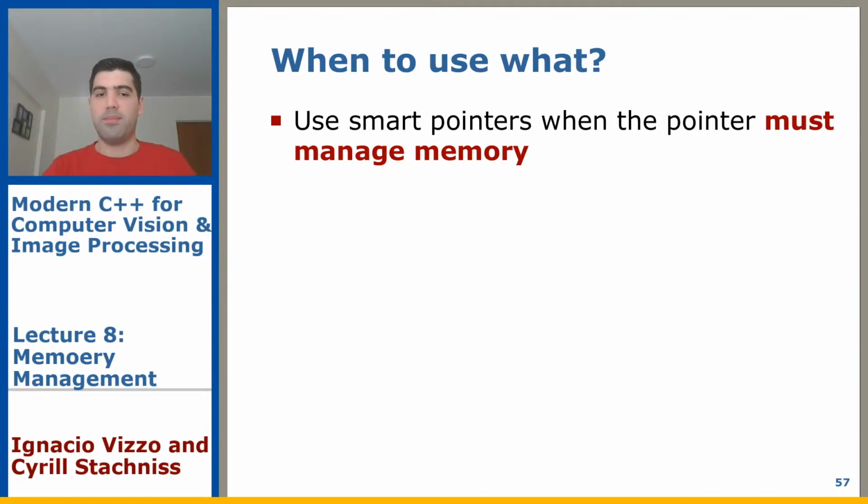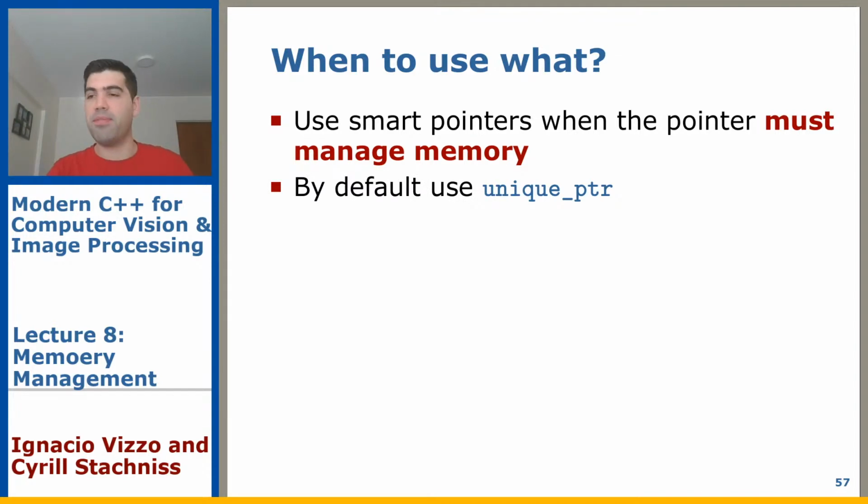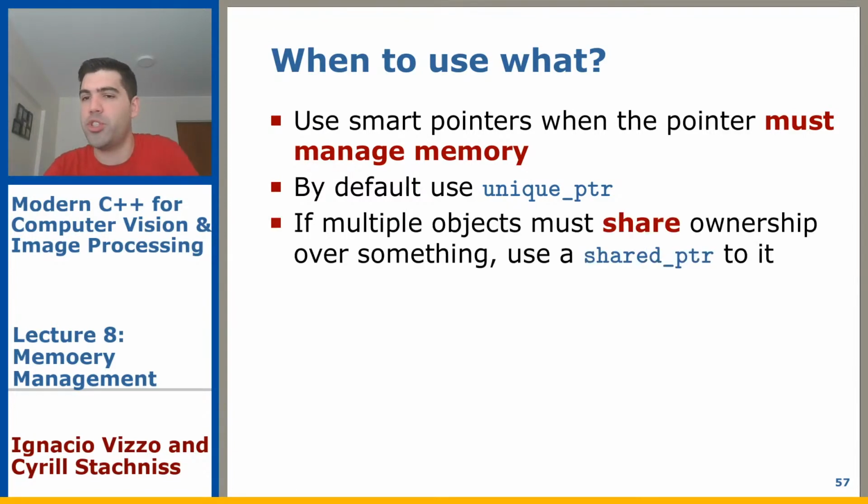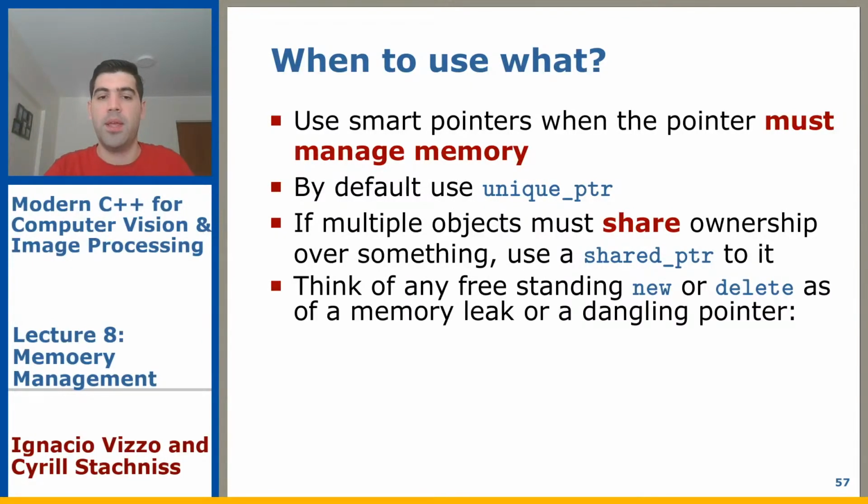When to use what? Basically, use smart pointers when the pointer must manage memory. By default, use unique. If you need to start using something, just use unique, and in the worst case, you change it to shared pointer. The syntax is the same, so you just need to rename unique to shared. If multiple objects must share ownership over something, use the shared pointer. And think of any free-standing new or delete as a memory leak or a dangling pointer.